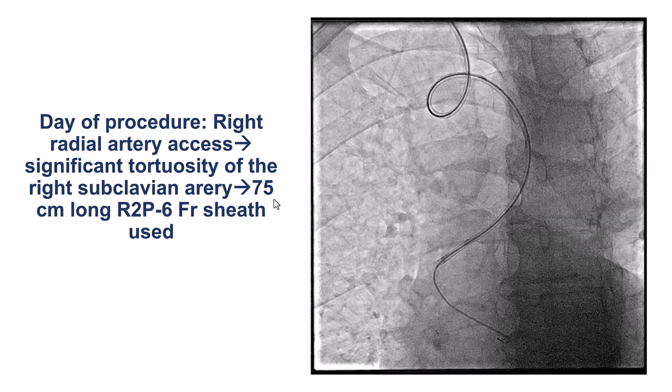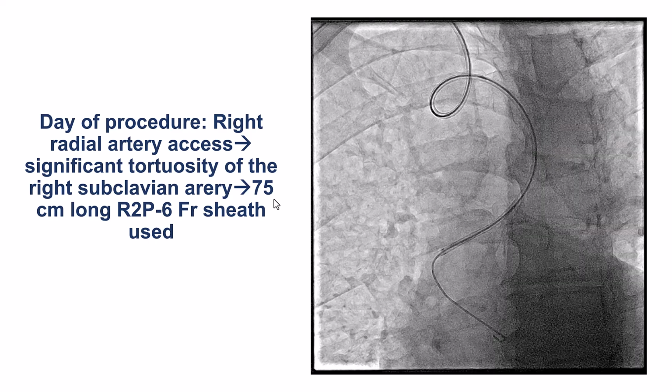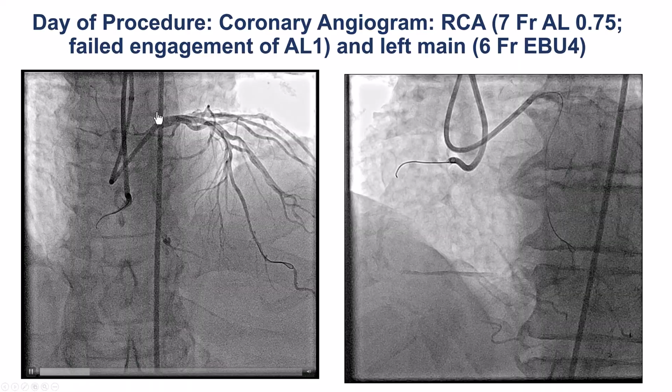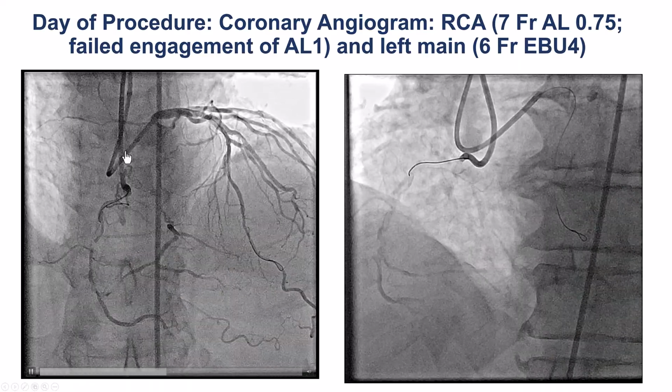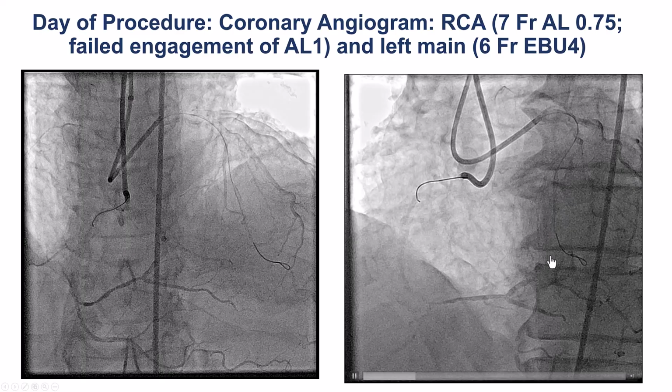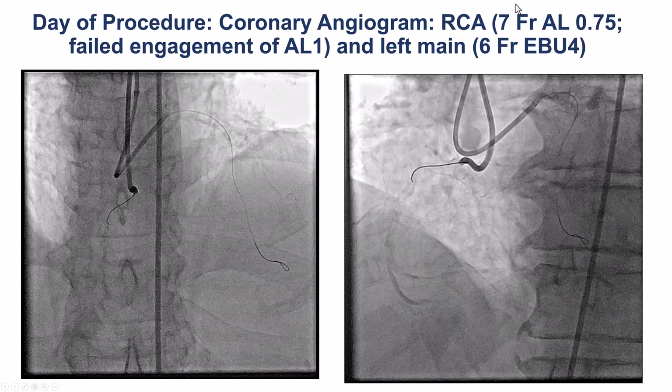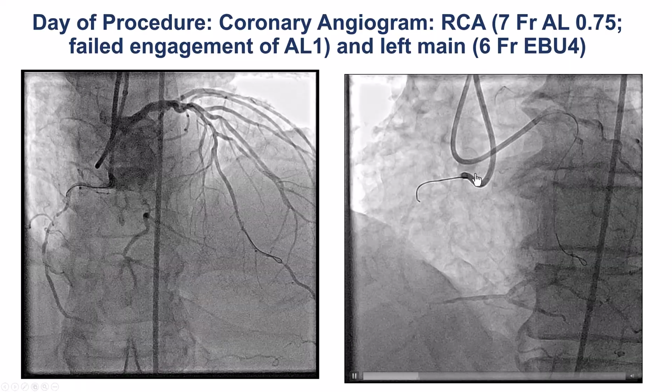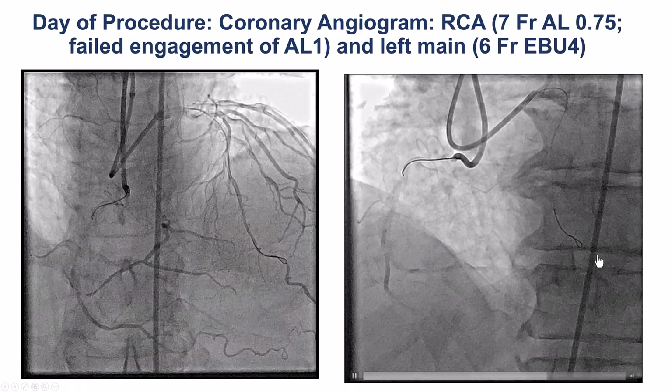We used a radial femoral access, which is our common approach for CTO PCI these days. We used the right radial to engage the left, but had a lot of difficulty with subclavian tortuosity. This problem was solved by using a 75 centimeter long R2P sheath that straightened out the tortuosity, and after doing that, we were able to engage the left main using an EBU 4.0 guide catheter. For the right coronary artery, we used a 7 French AL 0.75 guide that was inserted using femoral access.